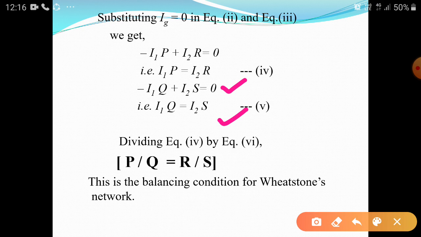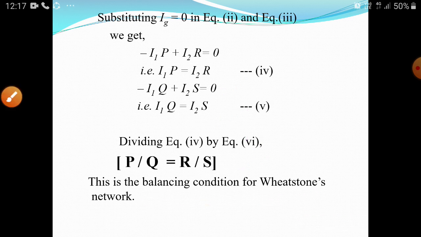That means from these two equations, number 4 and number 5, we can represent P upon Q is equal to R upon S. That means the bridge should be balanced. This is the balancing condition for the Wheatstone's network. In this way, we can explain the Wheatstone's network or the Wheatstone's bridge.